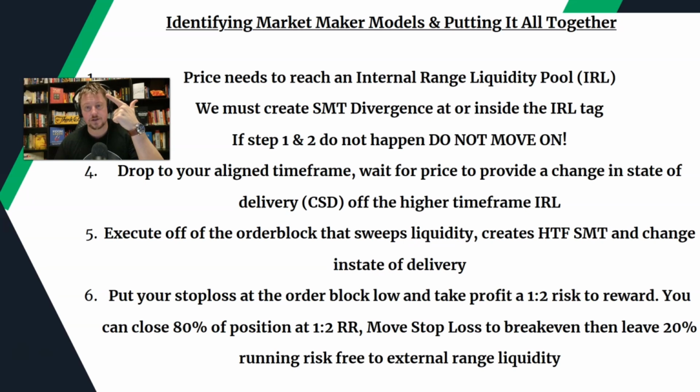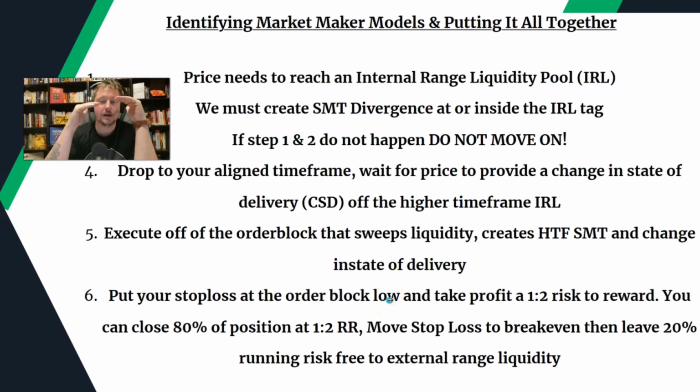There's an SMT divergence. Now you can go to your lower time frames, okay? You're going to go to your lower time frames. You're going to wait for price to provide a change in state, meaning it's going to go from green to red, red to green. So you're looking for the change of state, and then you're going to wait for the order block, okay? And then you're going to execute off of the order block that sweeps liquidity, and you're going to have it create the SMT and the change in delivery.